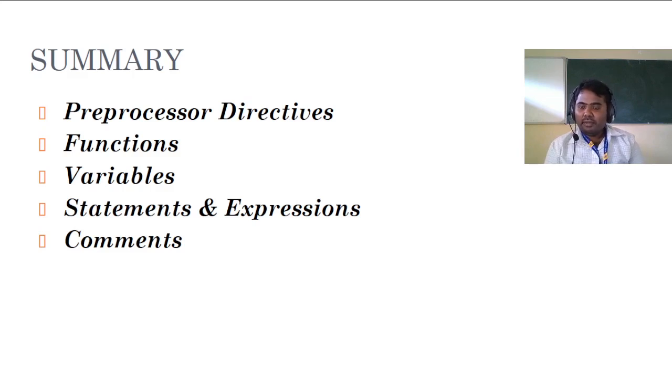In today's class we discussed preprocessor directives, which are instructions to the compiler. A function is a block of code which performs some operation, and has two parts, the declaration part and the executable part. A variable is just a name of a memory location which contains a value. Statements and expressions are the executable part of the program. Comments are just information to the user or reader of the program. There are two types of comments, single line comments and multi-line comments. Now we'll see an example, the output of this structure of the C program which we have just seen.